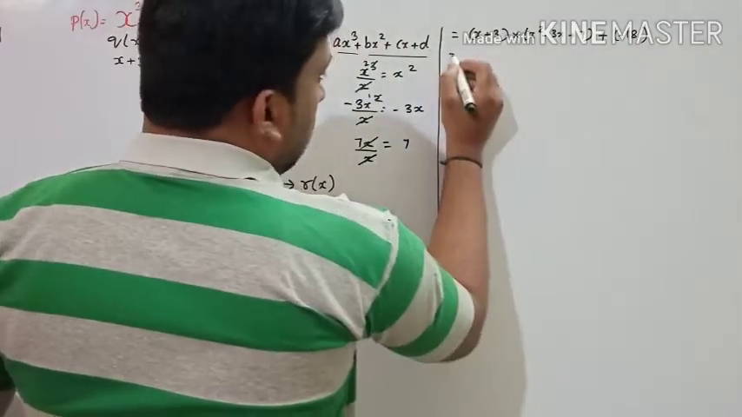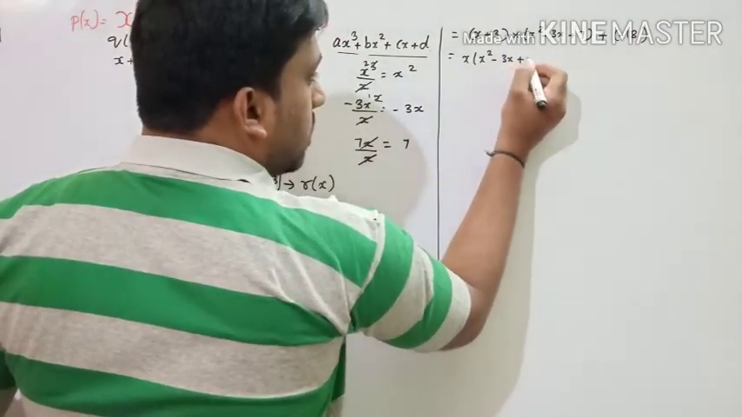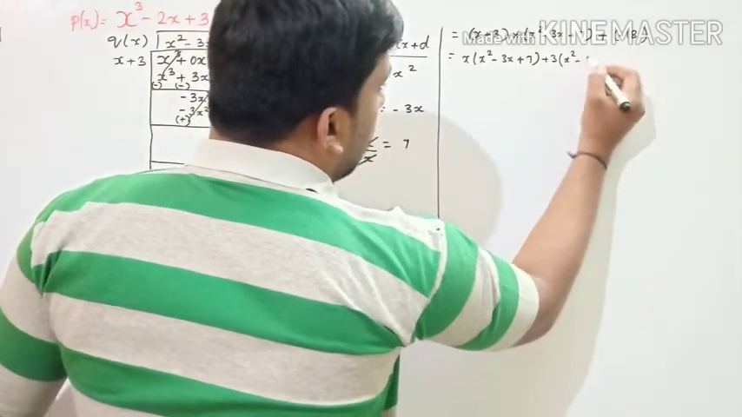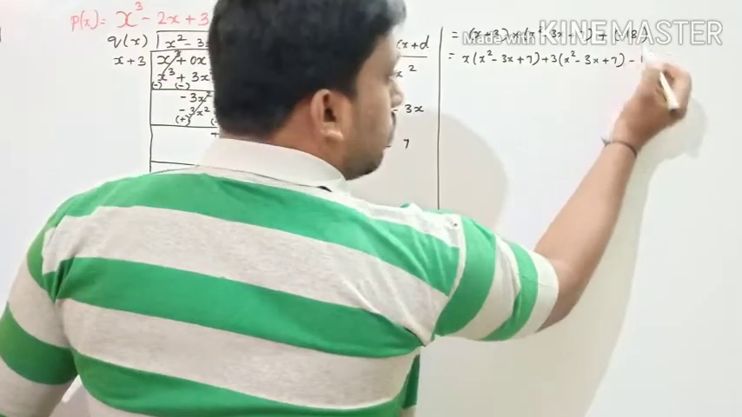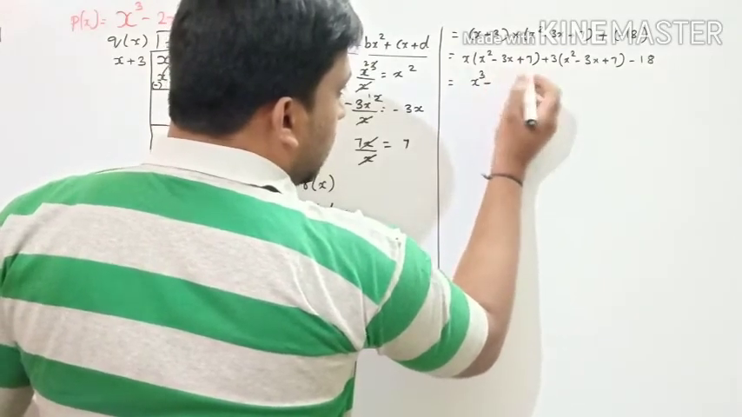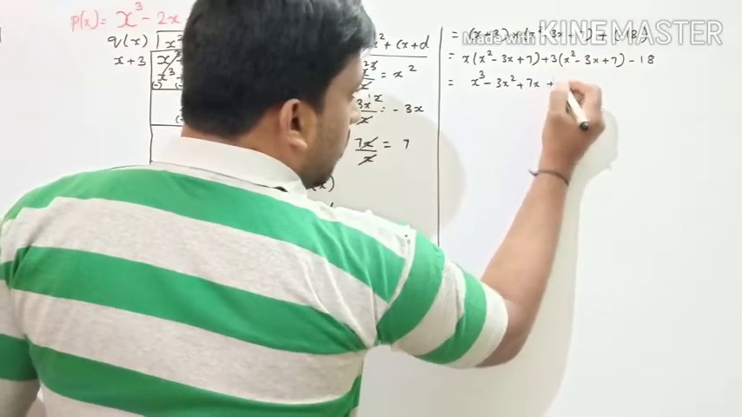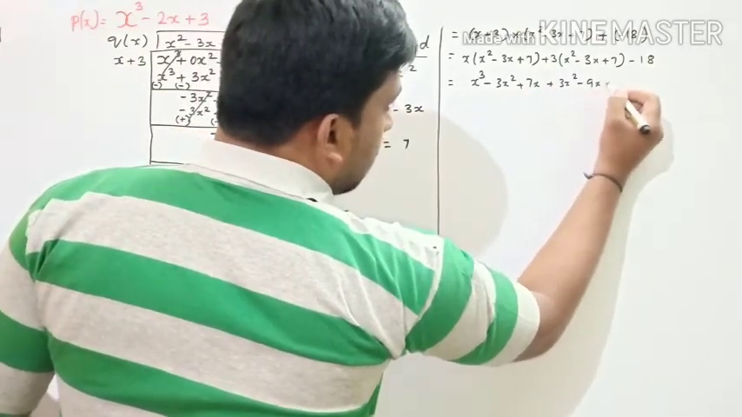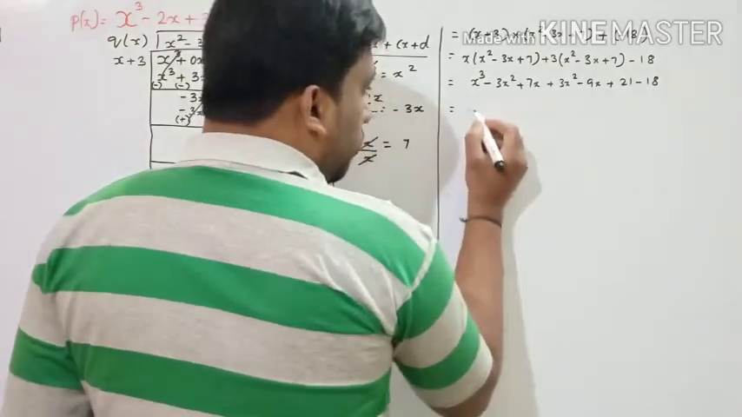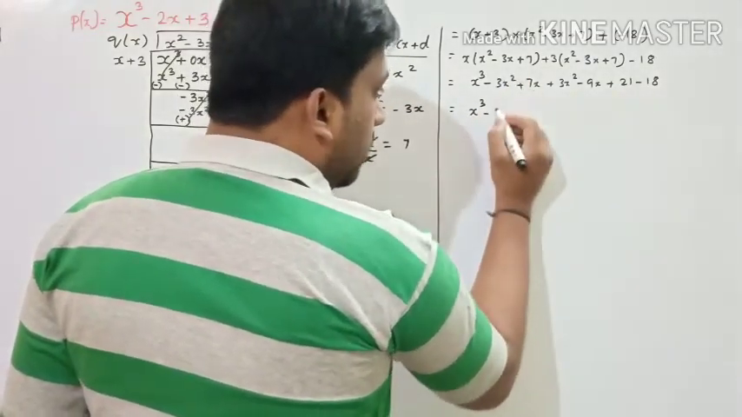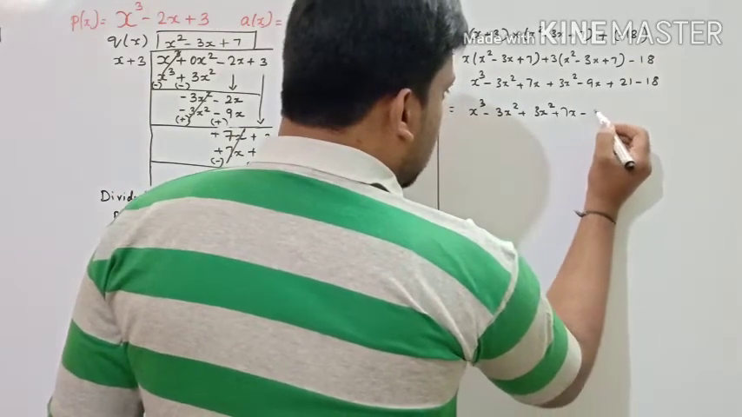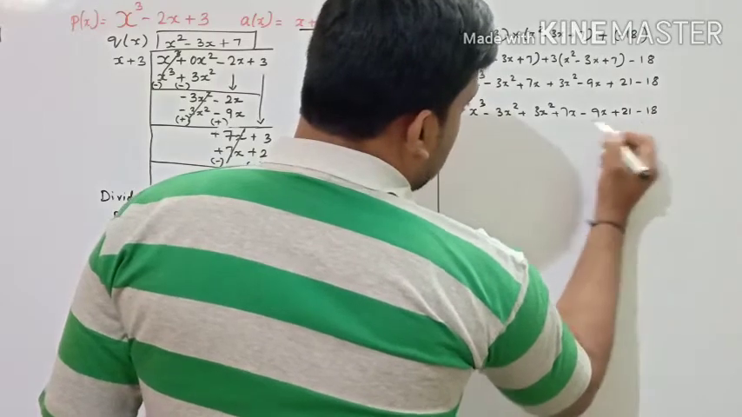Now we'll solve this. Whenever we multiply x into x square minus 3x plus 7, each single term should take and multiply the entire expression. So plus 3 into x square minus 3x plus 7 minus 18. Plus into minus is minus. So again I multiply x into x square is x cube, plus into minus minus 3x into x is 3x square, plus 7x, plus 3x square minus 9x plus 21 minus 18. So we have one cube term. Let me assemble all the square terms this side: 3x square plus 3x square, then the x terms plus 7x minus 9x, and finally the constants plus 21 minus 18.